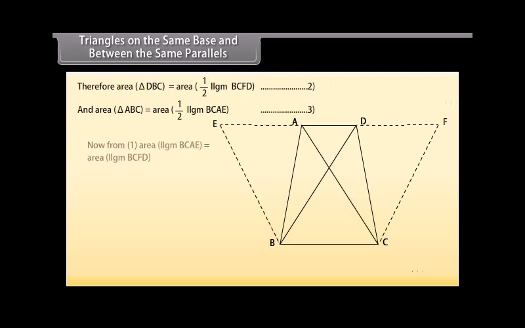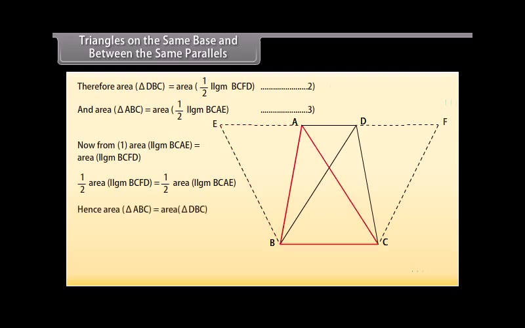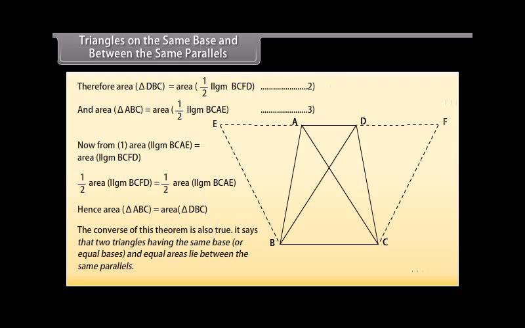Mark it as 3. Now from 1, area of parallelogram BCAE is equal to area of parallelogram BCFD, which implies that half of area of parallelogram BCFD is equal to half of area of parallelogram BCAE. Hence, area of triangle ABC is equal to area of triangle DBC. The converse of this theorem is also true. It says that two triangles having the same base or equal bases and equal areas lie between the same parallels.